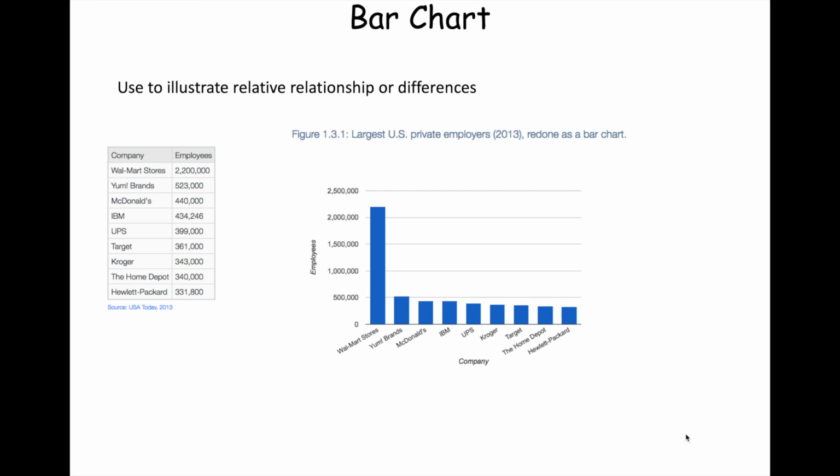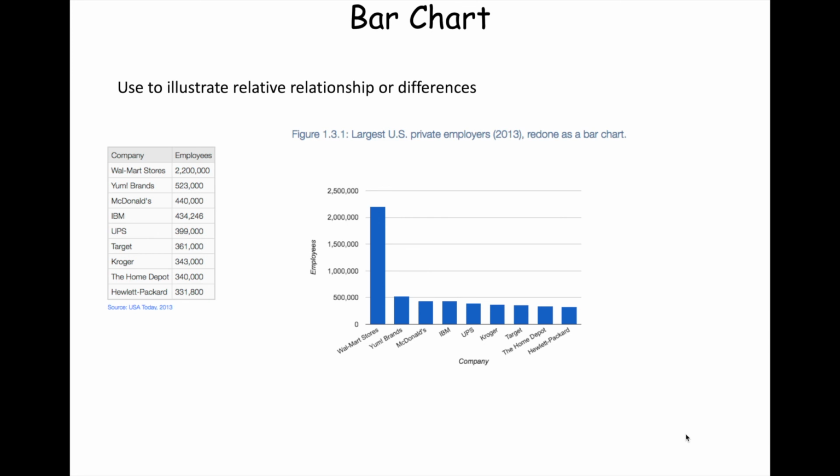So this chart talks about the differences in terms of the level of employment for different companies, who has more employees. And so along the horizontal axis, we have a bunch of shopping concerns. Walmart, Yum Brands, which owns like KFC, Taco Bell, they own a whole bunch of stuff. McDonald's, IBM, UPS, Kroger, which is a supermarket, Target, Home Depot, and HP.